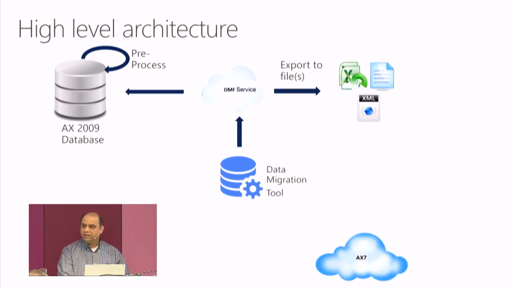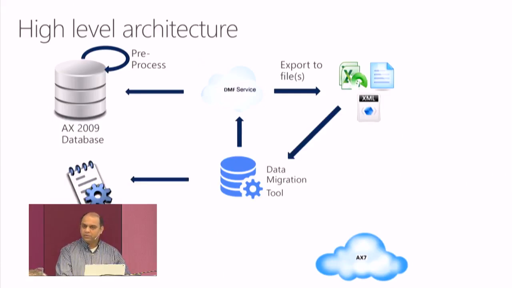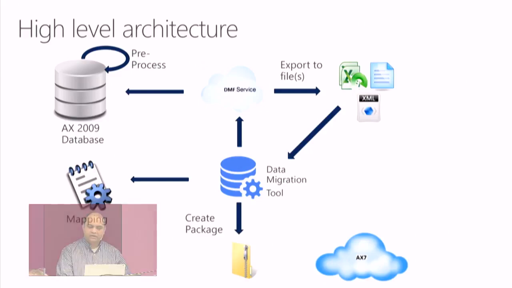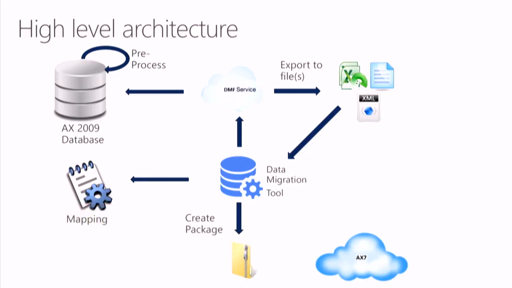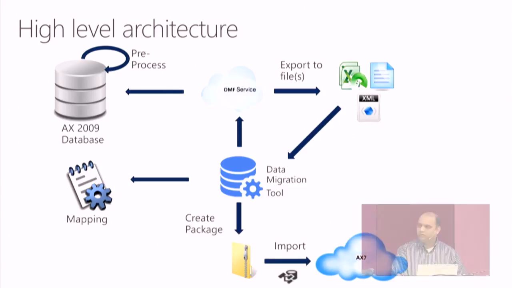It uses the mapping definitions and exports them in the format you have specified as your export format, and it creates the data packages for all the entities that you would want it to extract. At this point, you have a consumable artifact that you can give as an input to your AX7 system, and you can import that using the data management framework. So very simple process if you think about it. That's the goal in terms of what we are trying to do with this tool.